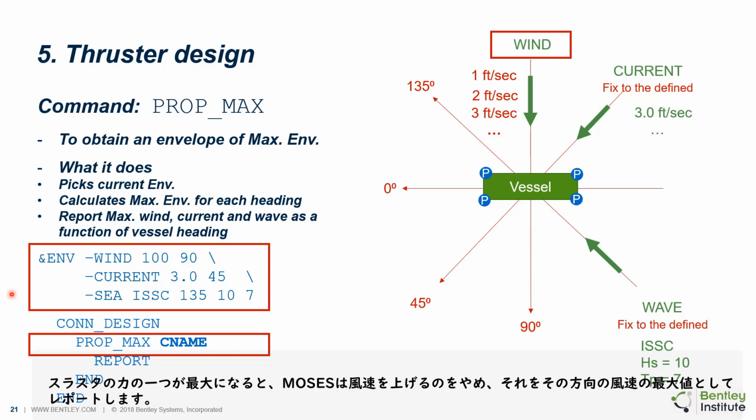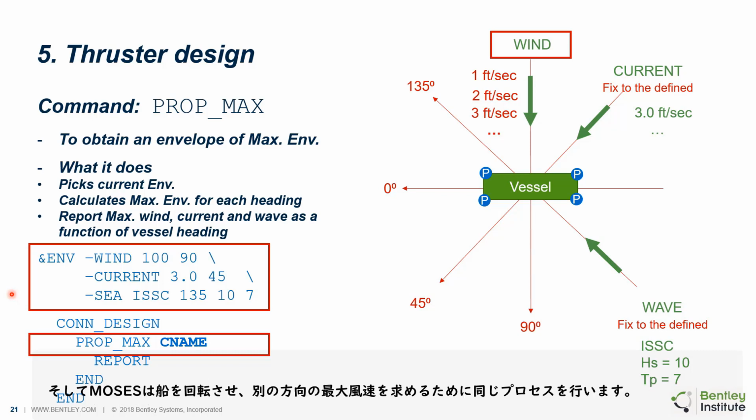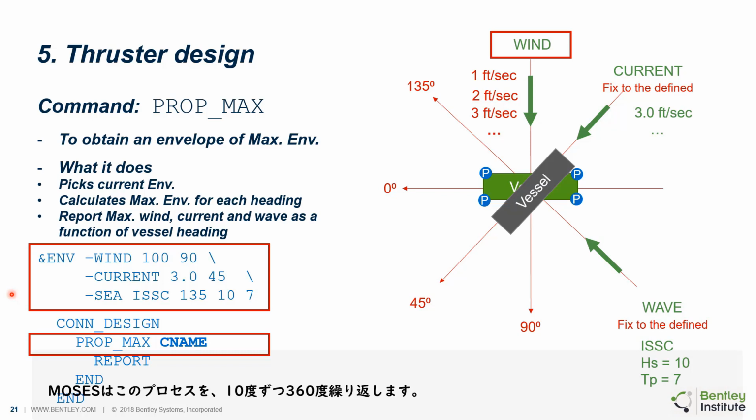Once one of the thrust forces reaches its maximum, MOSES stops incrementing wind speed and reports that wind speed as the maximum wind speed for that heading. Then MOSES rotates the vessel and goes through the same process to find the maximum wind speed for this new heading. MOSES repeats this process for all 360-degree headings with a 10-degree step size.